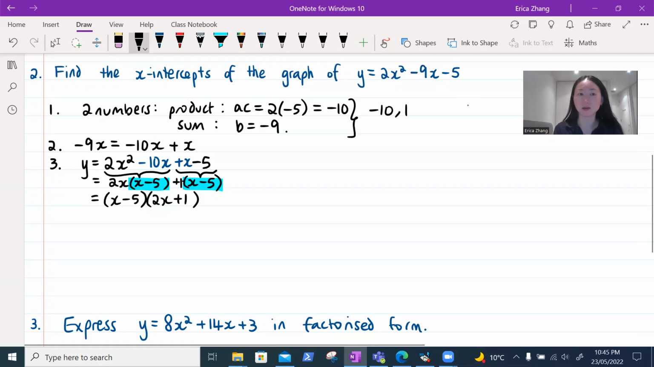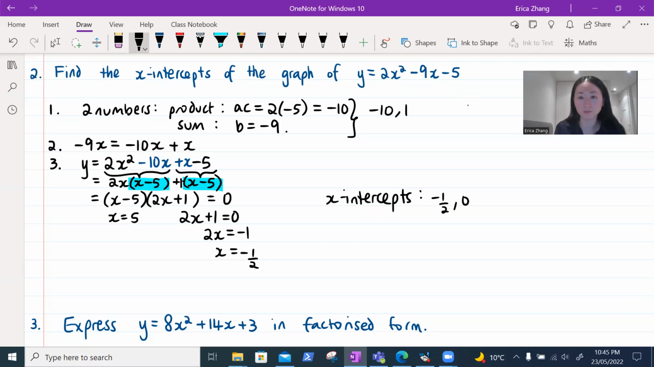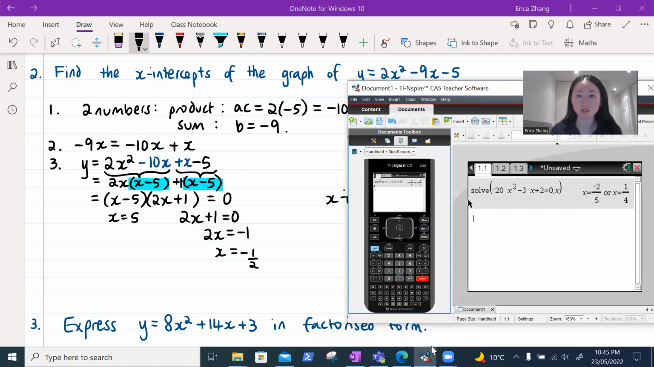And since we're asked to find x-intercepts, our goal is to solve the equation y is equal to 0. Okay, so applying null factor, our first solution is x is equal to 5. Our second solution is 2x plus 1 is equal to 0. Subtracting 1 from both sides, 2x is minus 1. Dividing both sides by 2, we get x is equal to minus a half. Okay, so our x-intercepts are minus a half and 0, and 5 and 0. Let's use CAS to check that. And this matches our result.